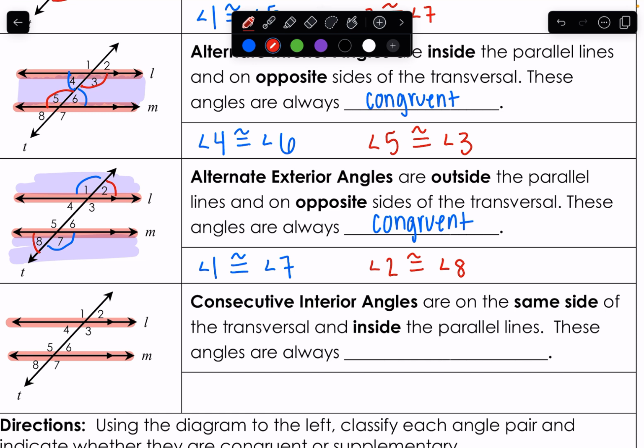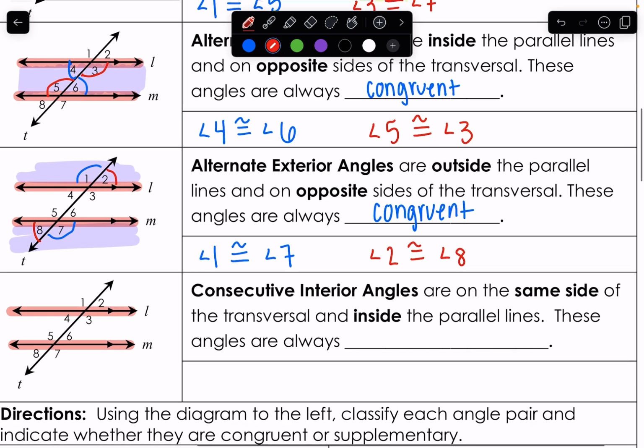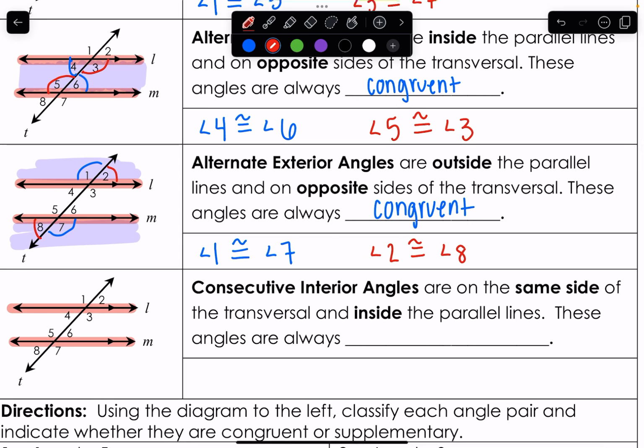The last relationship we have here is the consecutive interior angles. They are on the same side of the transversal and inside the parallel lines. These angles are always supplementary. Remember, supplementary angles are two angles that add up to 180 degrees. That is what supplementary means.